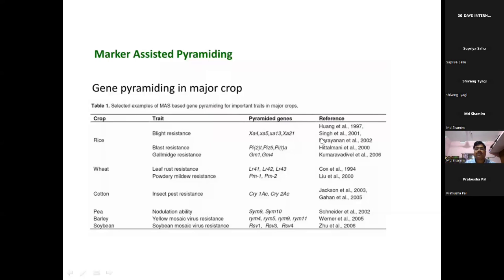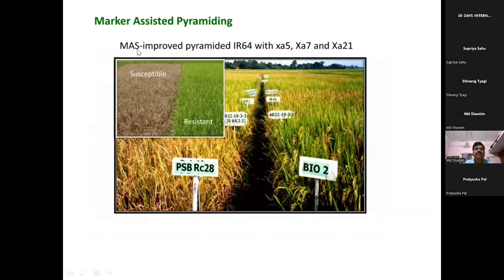All these have been transferred with this group, and you can see in this marker-assisted selection, pyramiding more than one gene has been done with the help of molecular markers in improved varieties that lacked that particular resistance gene. This slide shows the marker-improved pyramided IR64 with Xa5, 7, and 21.